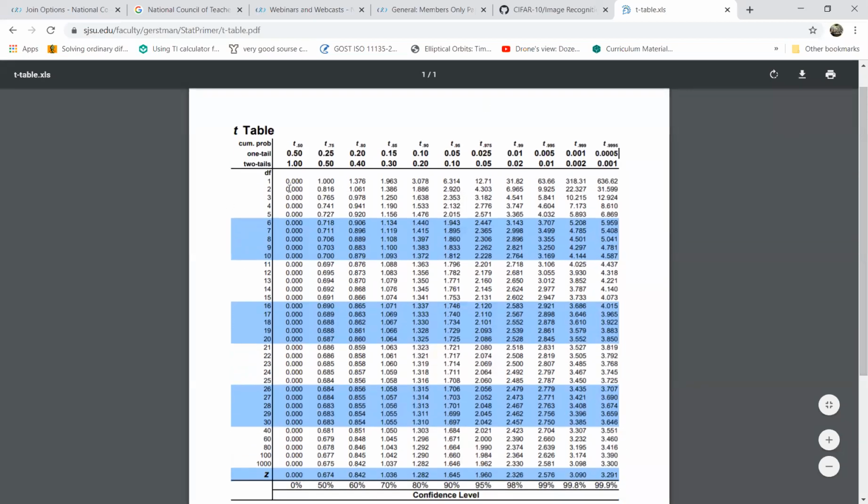So a T-table is like this. The first column is degrees of freedom. On the first row, you have T sub 50%, T sub 75%, T sub 80%, and so on. When you have a one-tail graph, it's 50%, 25%, 20%, 15%, 10%, and so on. When you have a two-tailed graph, it's 1, 50%, 40%, 30%, 20%, and so on. The intersection gives you the critical value. We're going to go over examples to feel comfortable about this.